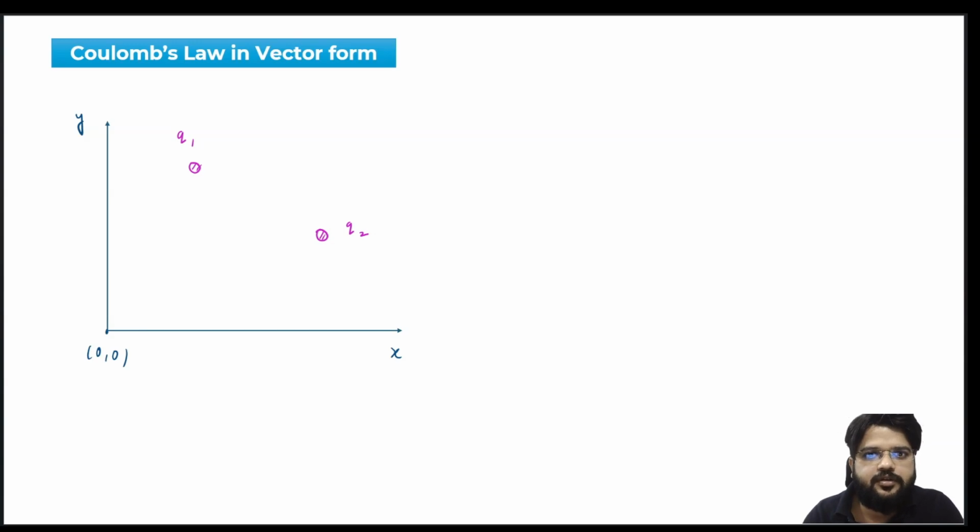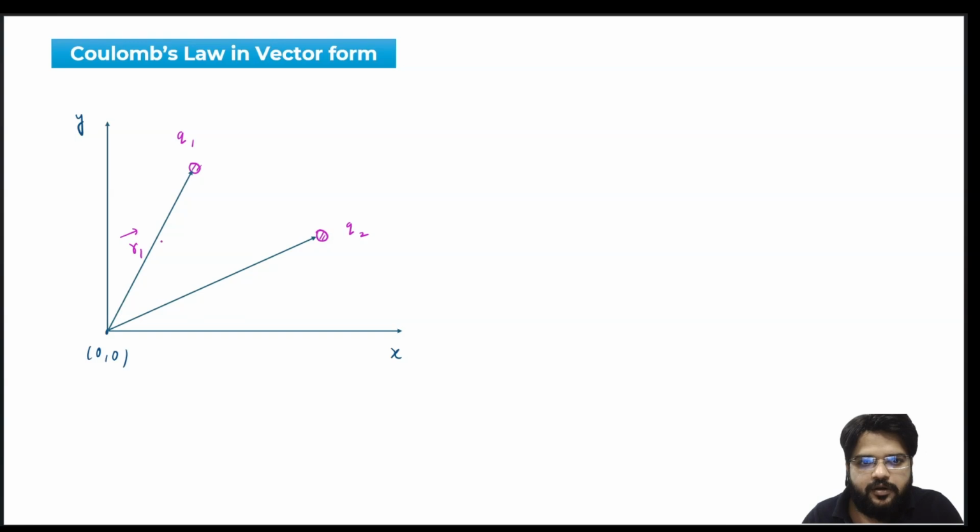And the position vector of this Q1 charge is R1, and the position vector of Q2 charge is R2. So this is R1 and this is R2. And the separation between Q1 and Q2 is R here. So this is vector R. We are assuming both charges positive, plus Q1 and plus Q2.